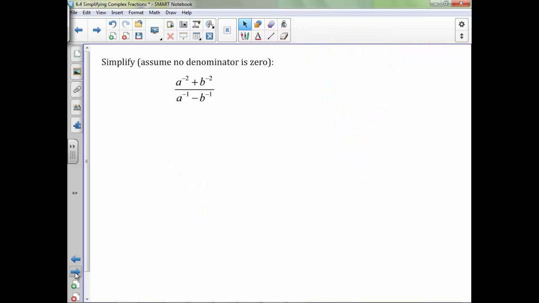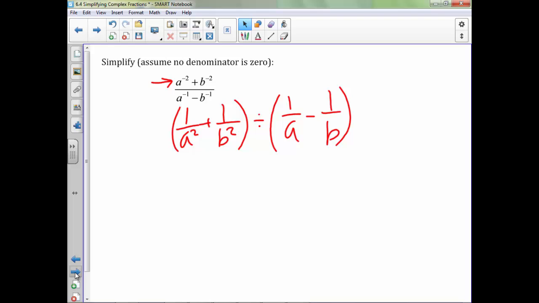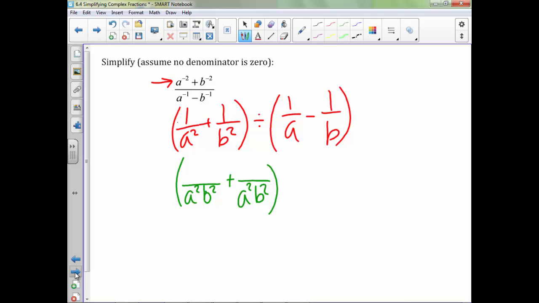Alright, on this one, thinking back to chapter 1, remember when we had negative exponents, that just means put it in the denominator. So our numerator here really is just 1 over a squared plus 1 over b squared divided by 1 over a minus 1 over b. And now this is exactly like what we just did. So on the left side, our common denominator is a squared b squared. This side we had to multiply by b squared over b squared. And then a squared over a squared on the right.